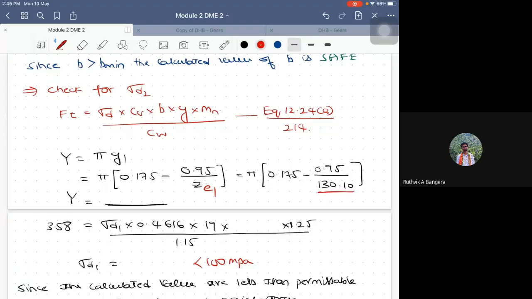130.10 was the virtual number of teeth. So give me the value of capital Y, the Lewis form factor for this. Since all the other values are already calculated, only the Lewis form factor has to be calculated.